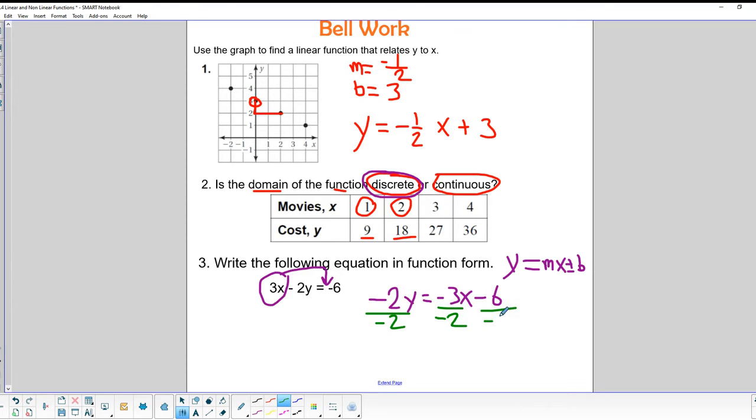So we do that by showing it in this way. Now to finish it off, negative 2 divided by negative 2 is positive 1y. And negative 3 over negative 2, well, it just remains 3 over 2, but the negatives cancel because there's 2 of them. So 3/2 x. And negative 6 divided by negative 2 is positive 3. So this would be our equation in function form, or solved for y. All right, let's move along here then.